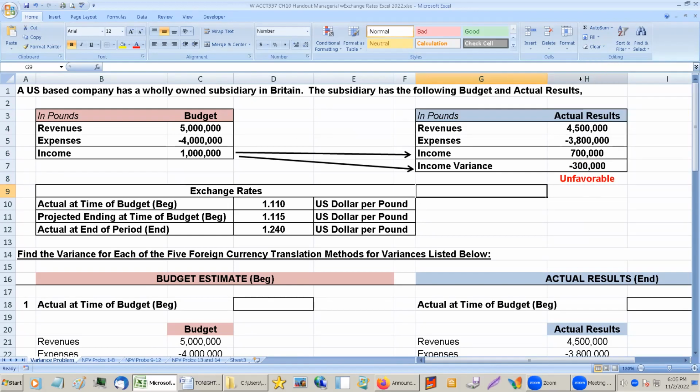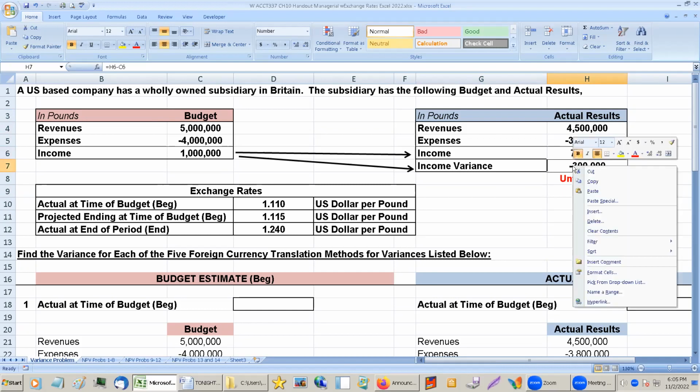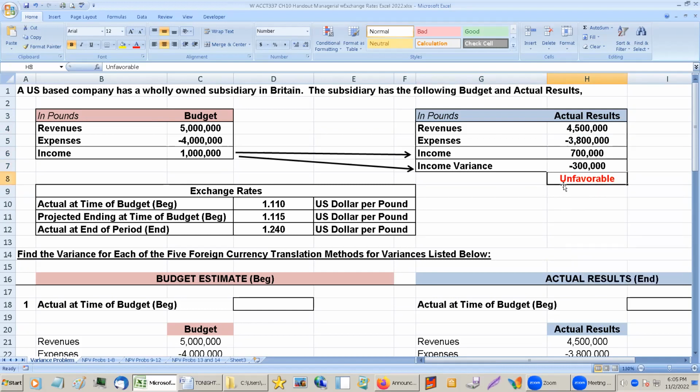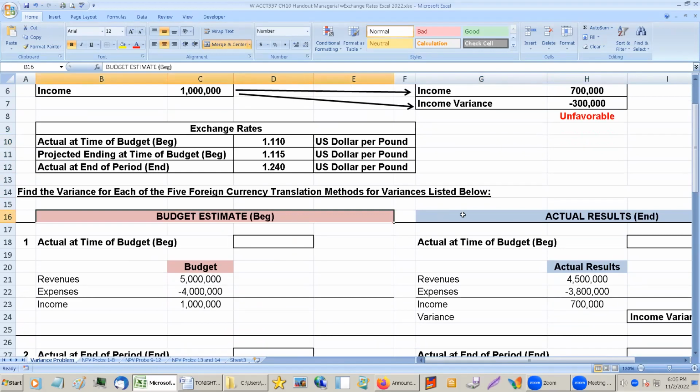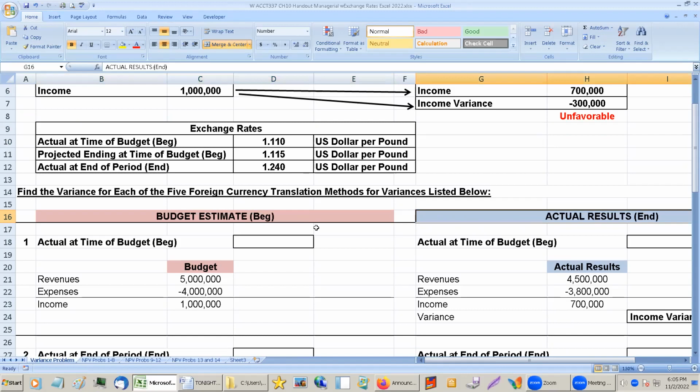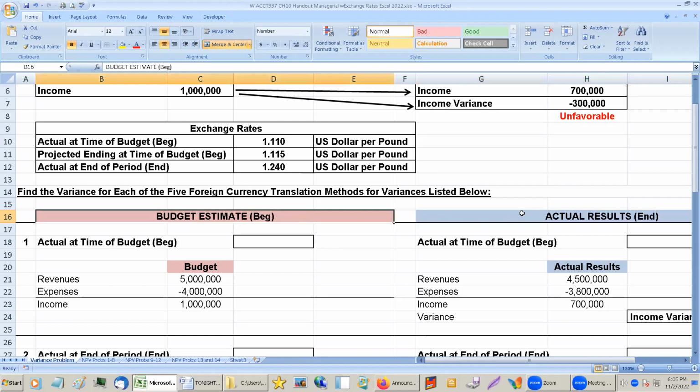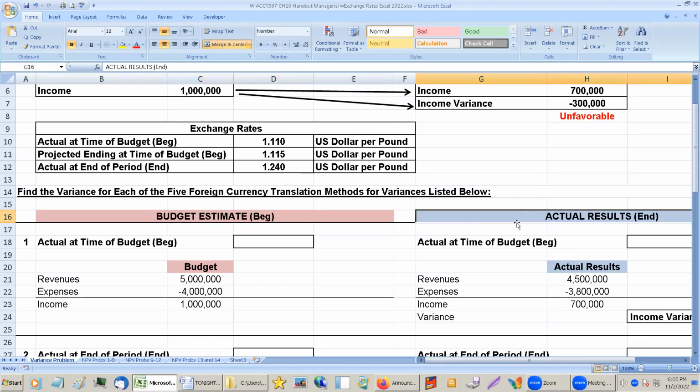Now, when it comes to being a foreign subsidiary, it gets to be a little more complex because now you have to translate these into US dollars. So these are British pounds, and we have to translate them into US dollars. Now, we have a budget to translate, and then we also have the actual results to translate.